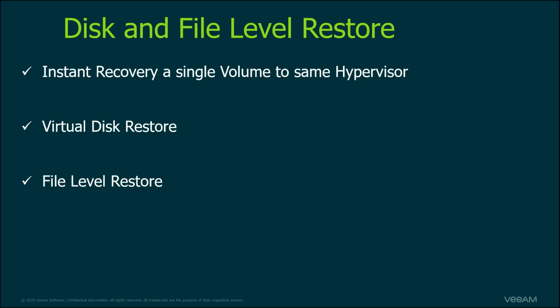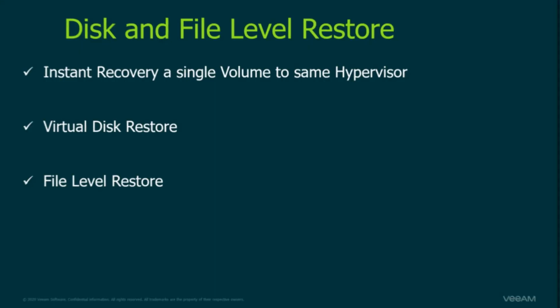Then we've got our file level restores. So under file level restore, you'll see two options. One is for Windows machines. The other is for Linux and other OSs such as Mac, Unix, and a few others. So we're going to talk about those. Let's start with the components here.